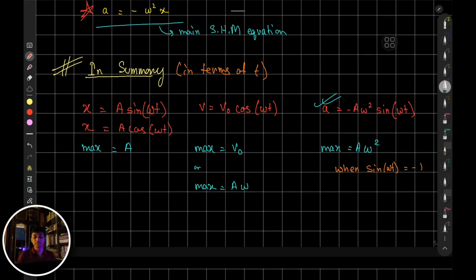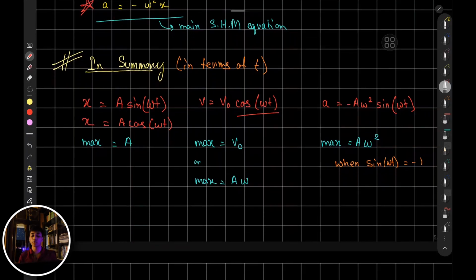Next, we have velocity. For velocity, what is going to be the maximum velocity for cos as well? For cos theta or omega t, it's going to be between 1 and minus 1. So if cos omega t is 1, the max value for velocity comes out to be V naught, or it can be written as A omega as seen above. So max velocity is A omega, amplitude times omega. Great. So what is the max acceleration?